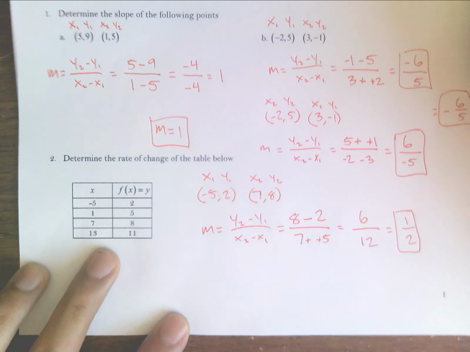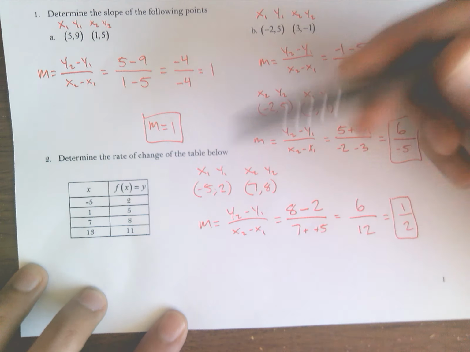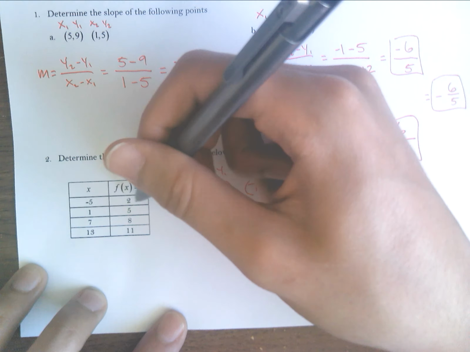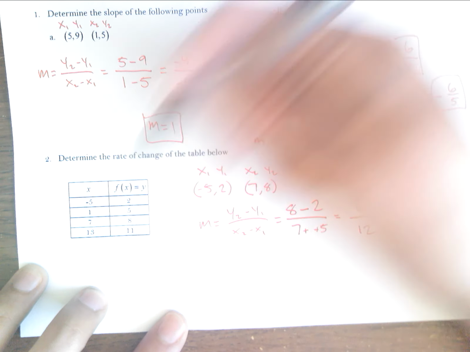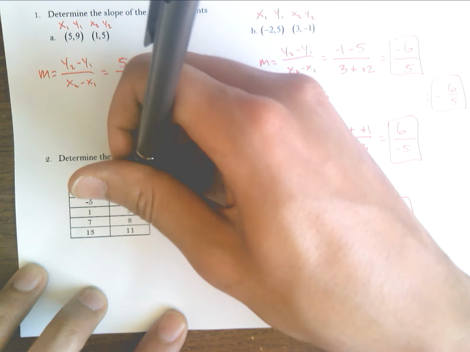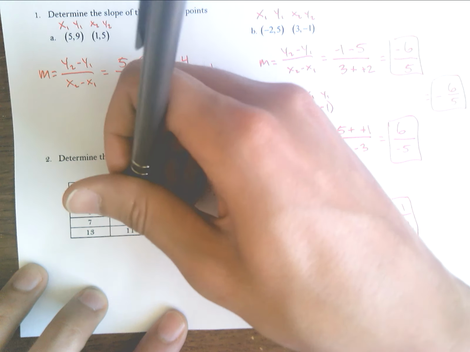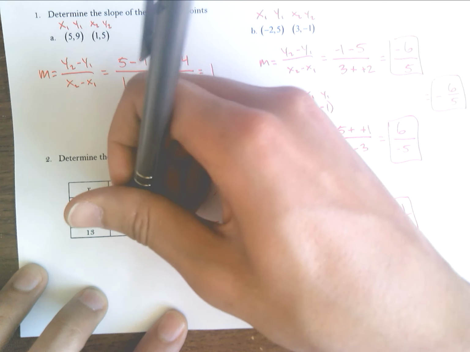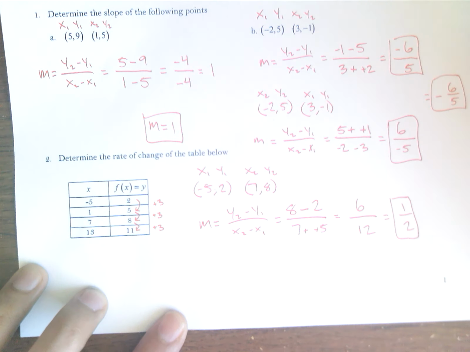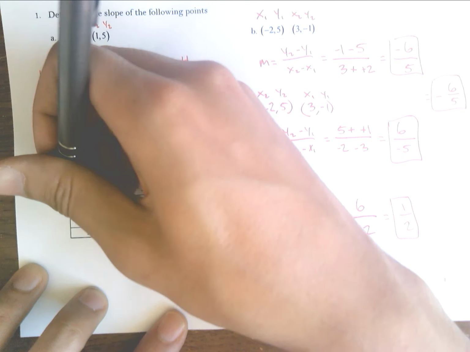So I want to show you another way that we can find the slope using the table of values. You can use this formula, but you can also notice what's happening between each y. Remember, the slope is the change in y over change in x. So how does y change? From 2 to 5, we add 3. From 5 to 8, we add 3. From 8 to 11, we add 3. So it's the same. It changes consistently.